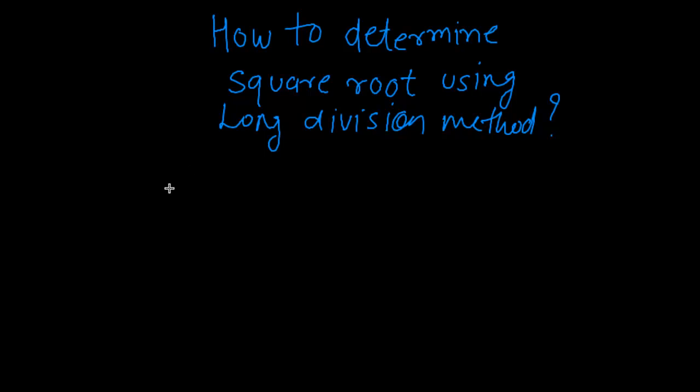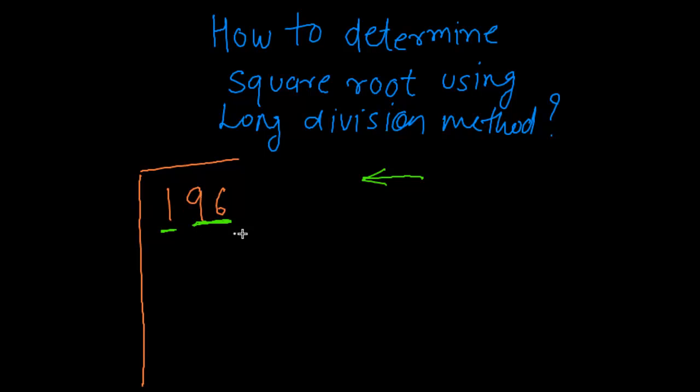Say the given number is 196, and you want to determine the square root of this number. So how would you proceed? First of all, we will have to make pairs of the digits. We will start from the right and move towards the left. So the first pair formed would be this. As we are determining a square root, we will choose pairs of two digits, this two, and this one would be left alone, that is a single number.